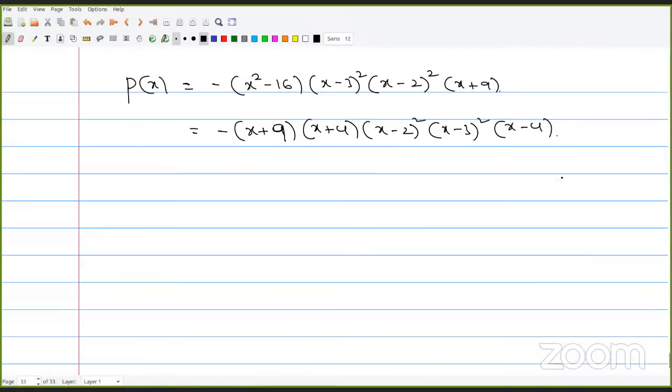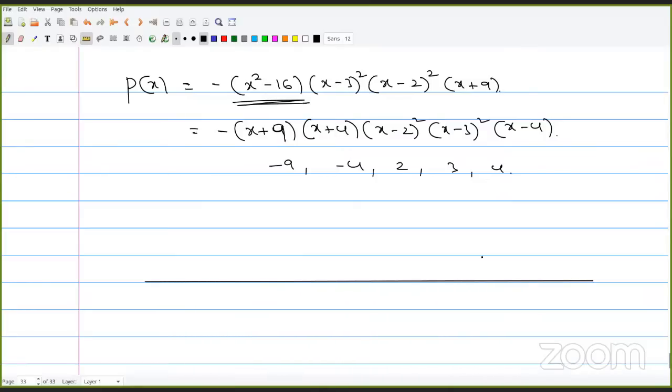Yes, sir. I just expanded this x square minus 16 and I have written it in order. So the roots are minus 9, minus 4, 2, 3, 4. If I have to draw a polynomial, this is how I will draw. This is the easier way to draw these polynomials.